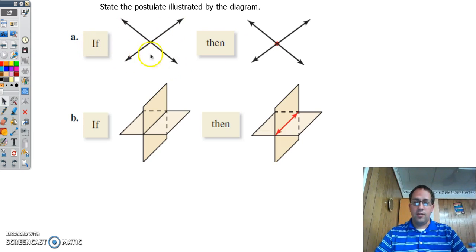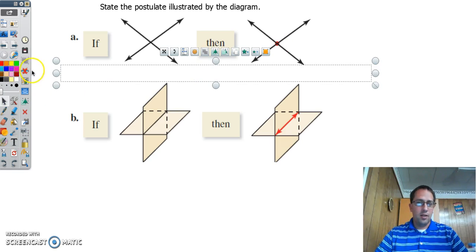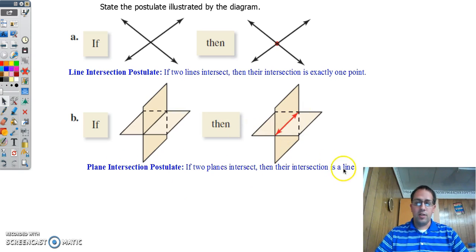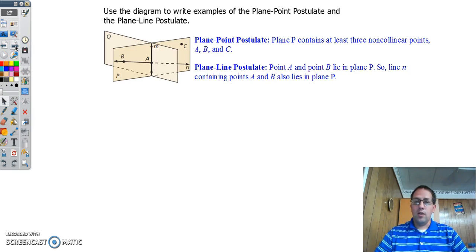If two lines intersect, then we've got a point. Well, that is the line intersection postulate. If two lines intersect, then their intersection is exactly 1 point. Okay, so what about this one? We see two planes intersecting, then we've got a line. And yeah, if two planes intersect, their intersection is a line. That is the plane intersection postulate. All right, that's it. Let's see what else we got.